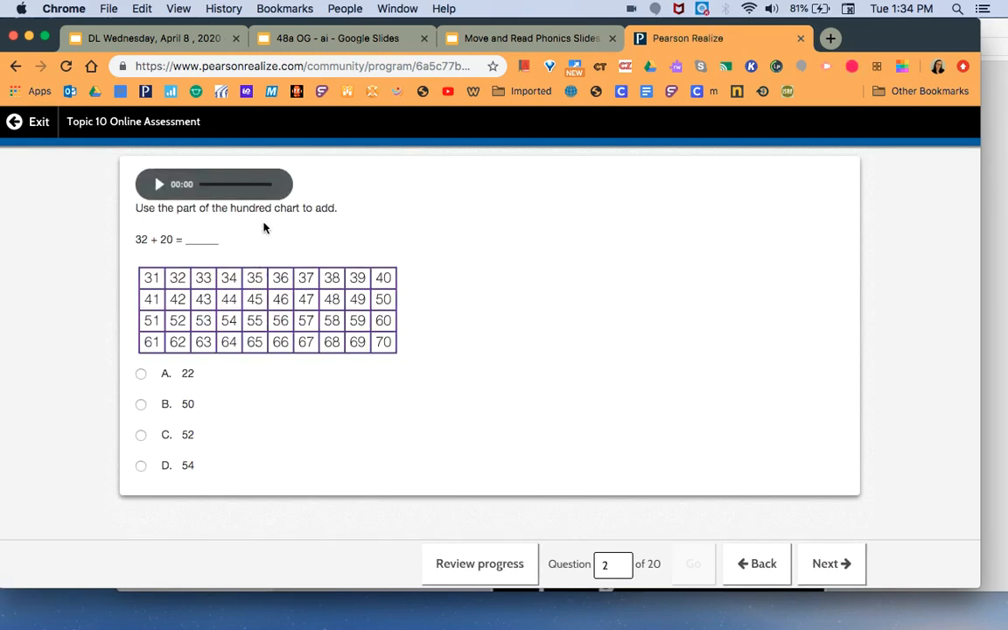Now I'm going to use part of the 100s chart to add this. So I see 32 plus 20. So I'm going to start on 32. Now we did this where we would add, if we saw that 0 at the end, that we know we could do our trick, our 10 more touch the floor. So we're going to go ahead and add 20 on here.